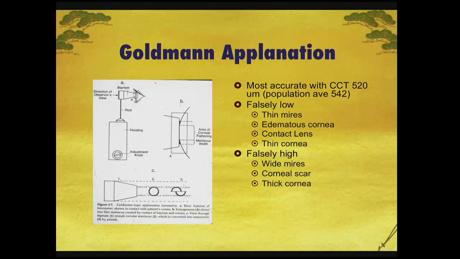The Goldmann applanator can give you falsely low pressures if the mires are very thin, so if you don't have enough fluorescein in the eye, if the cornea is edematous, if you have a contact lens in the eye, or if the cornea is thin. You can get falsely high measurements if you have too much fluorescein in the eye, giving you very wide mires, if there's a corneal scar, or if the cornea is thick.